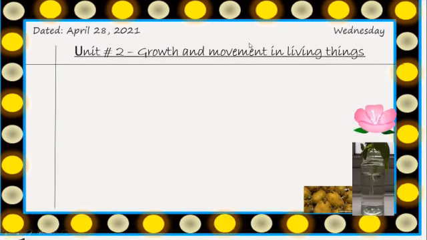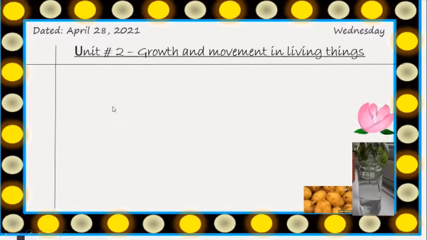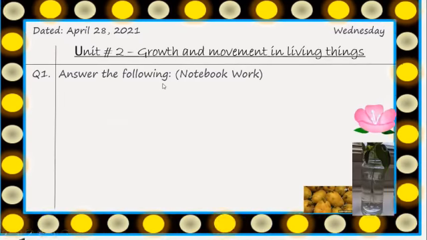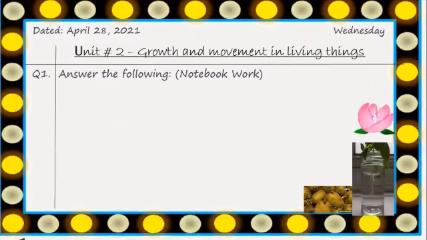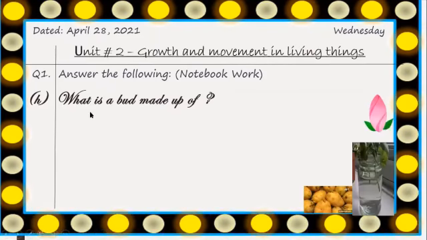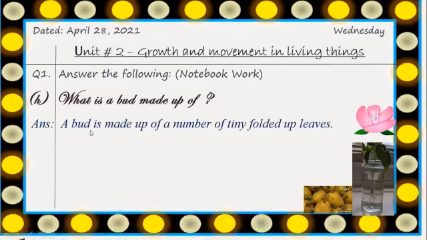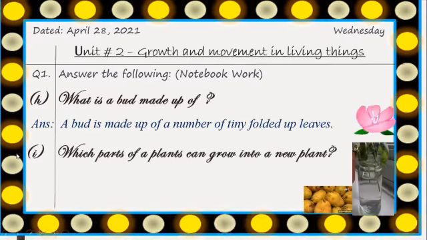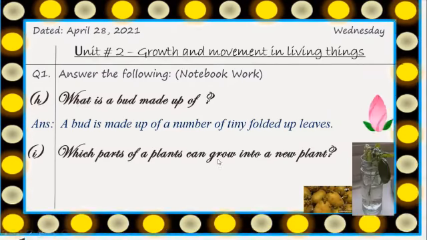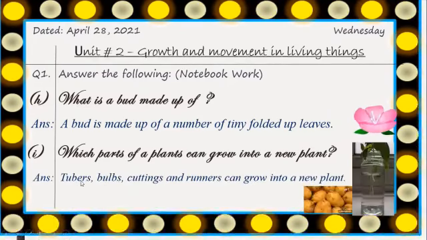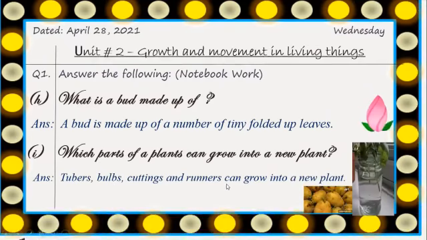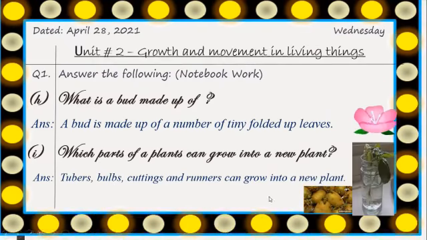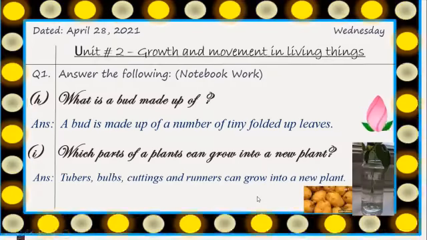Today is April 28 and Wednesday. Unit number 2, growth and movement and living things. We are doing question number 1. Answer the following. It's a notebook work, students. Part H. What is a bud made up of? A bud is made up of a number of tiny folded up leaves. I. Which parts of a plant can grow into a new plant? Tubers, bulbs, cuttings, and runners can grow into a new plant. Do this work in the notebook and learn it.